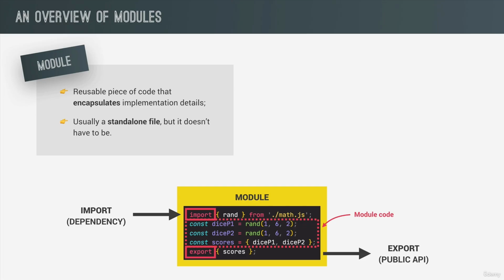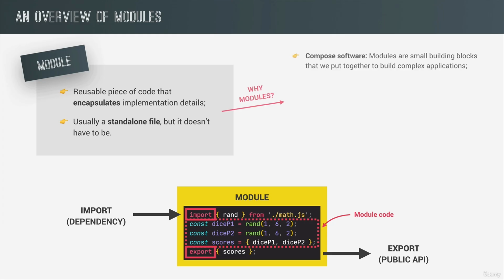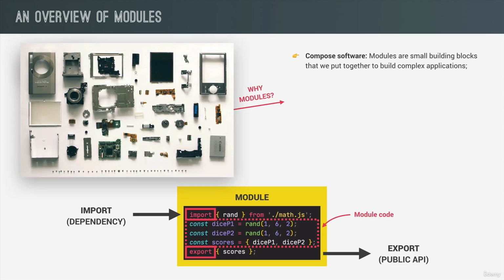And the first one is that modules make it really easy to compose software. So we can think of modules as small building blocks that we can then put together in order to build really complex applications. And I think it might be helpful to look at a more real-world example to understand all the benefits of modules. So let's take this digital camera. You can see that this specific camera is basically made up of all these modules that we can see here. And this is exactly how we can compose software using modules as well.